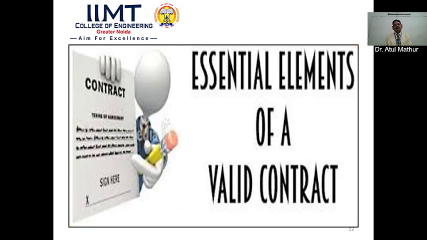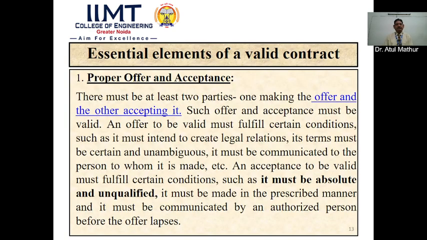There are some essential elements of the contract. If any one is absent, then we can say that there is no contract. The essential elements of a valid contract.